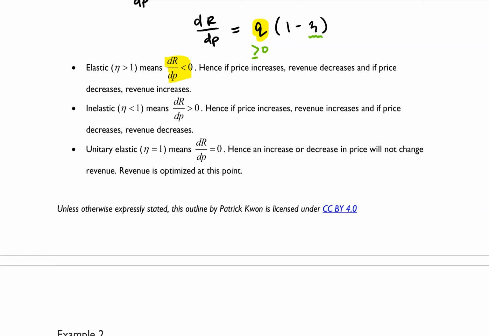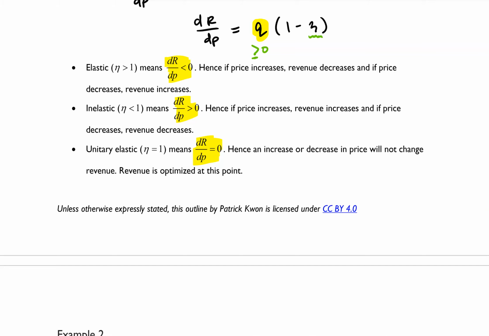So in scenarios of inelasticity, eta is less than 1, and so that means that dr/dp is going to be positive, which means that if prices increase, then revenue increases, and if prices decrease, then revenue decreases. The last scenario is if eta is equal to 1, which means that our dr/dp is going to equal 0, and that means that an increase or decrease in price will not change revenue. Revenue is optimized at this point.